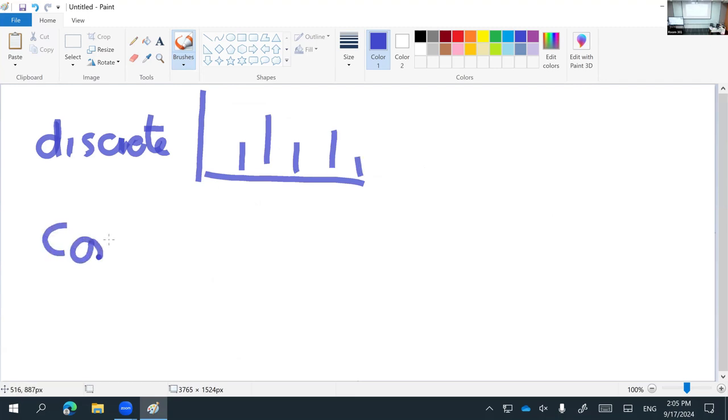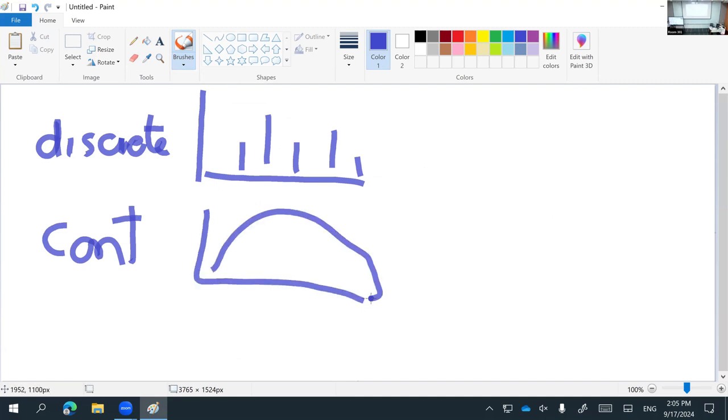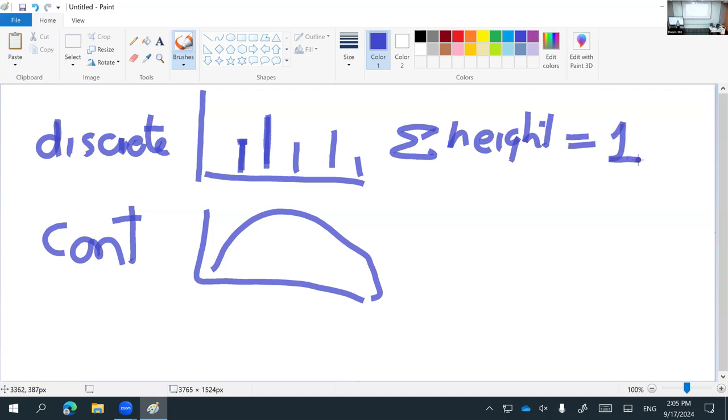For continuous, your function looks like this. The difference is this is an absolute height, right? You add the height, sum the height equal to 1. That's the second rule. Whereas that rule, when you apply it to continuous, says integrate the area equal to 1. That's why you have to separate the rule, because mathematically it uses 2 different devices. Okay, that's it.